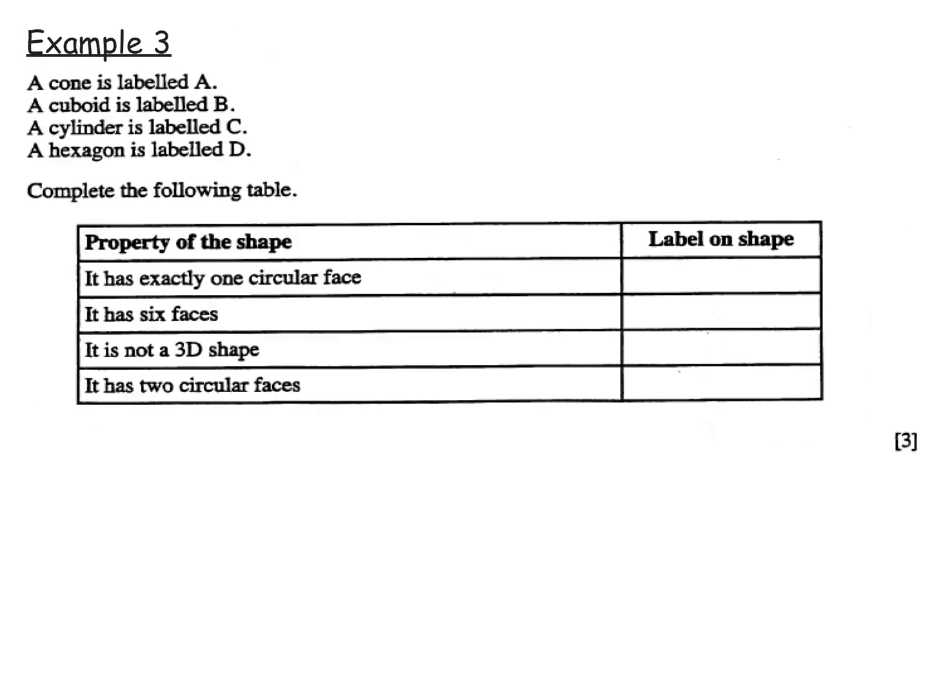Looking at example 3, a cone is labelled A, a cuboid is labelled B, a cylinder is labelled C, a hexagon is labelled D. Complete the following table. So again, you may want to draw a quick little sketch just to help you. You don't have to worry too much about them.